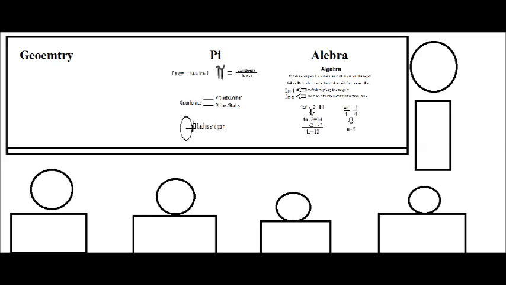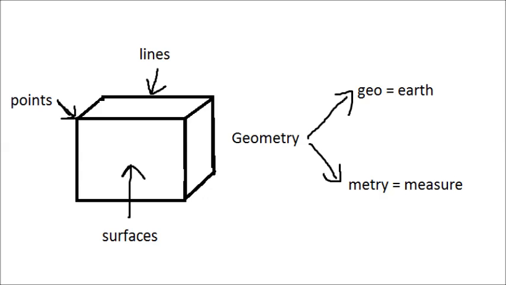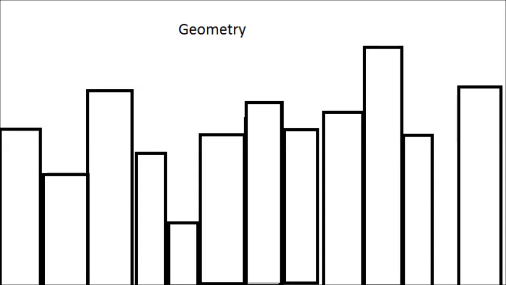Now let's do geometry. Geometry was organized in 300 BC when a person named Euclid found it. So today we're going to be talking about Euclid's geometry. Euclid's geometry is about measuring points, lines, surfaces, and solids. Geo means earth, and metric is measuring. Geometry is used to build buildings, even the ones that we're in right now.